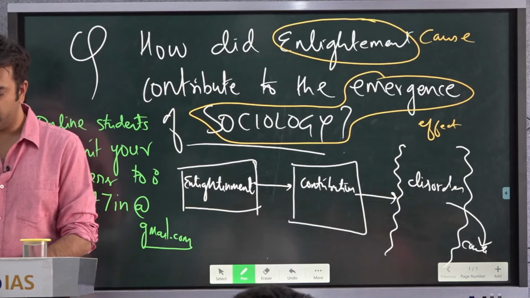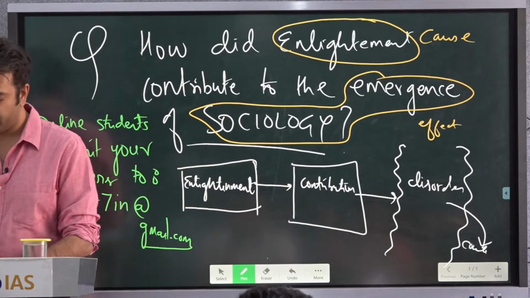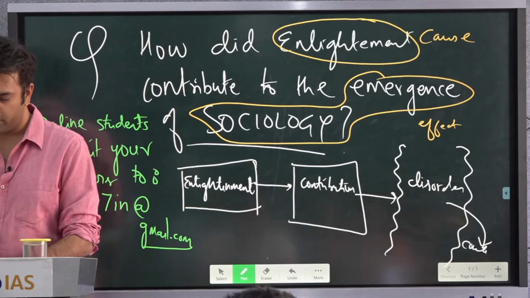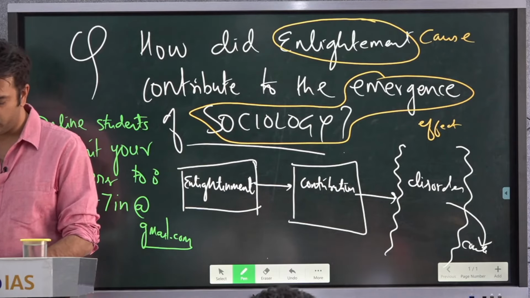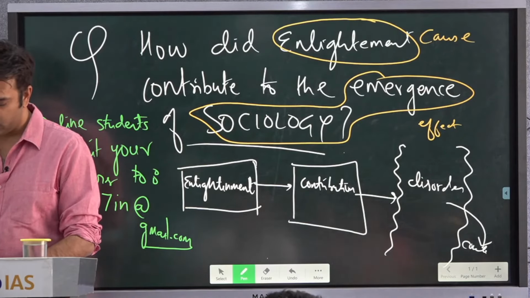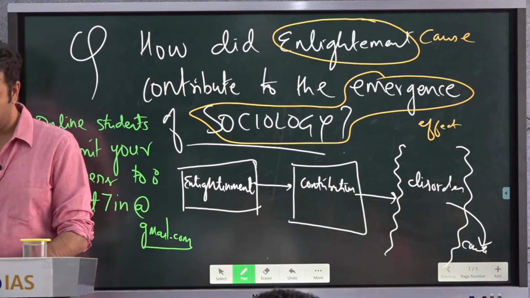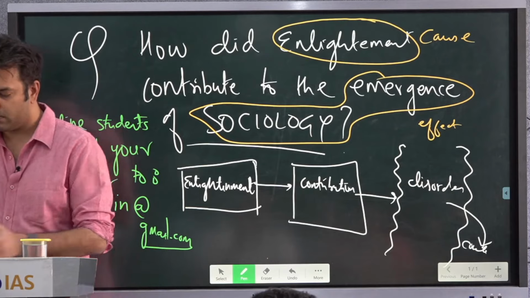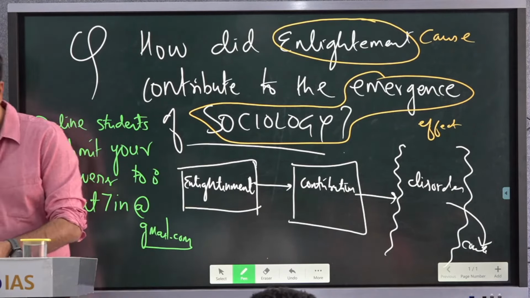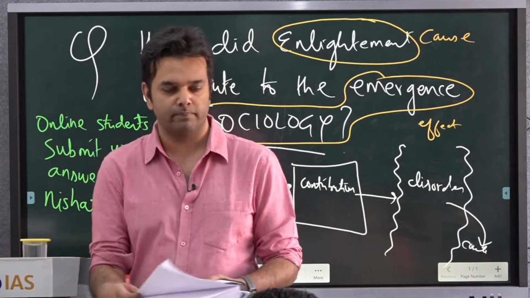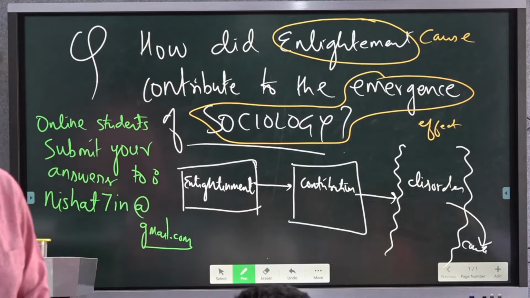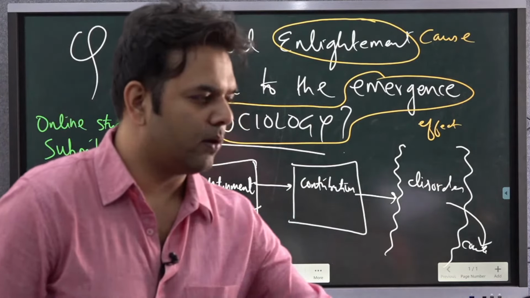Definition is missing. Enlightenment. No need to write Hobbes, Locke, Rousseau. Okay, problems with enlightenment. Okay, fine. Emergence of sociology is missing. No need to write about Hobbes, Locke, Rousseau.